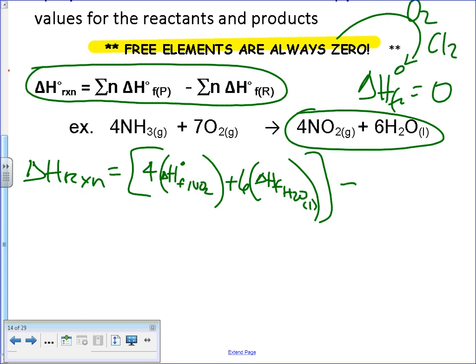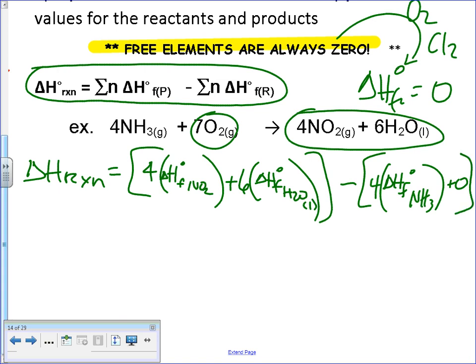Then subtract what? Times delta H of formation of NH3, gaseous, and plus 0. And you can say plus 7 times 0 to be like, hey, I know I have to use the 7, but it's plus 0 because this is a pure element. Okay, and then all you would do is just multiply and add, subtract this thing, and you get delta H of reaction. So this equation is on your reference sheet. You will use it a lot. And just don't forget that you have to use products minus reactants.